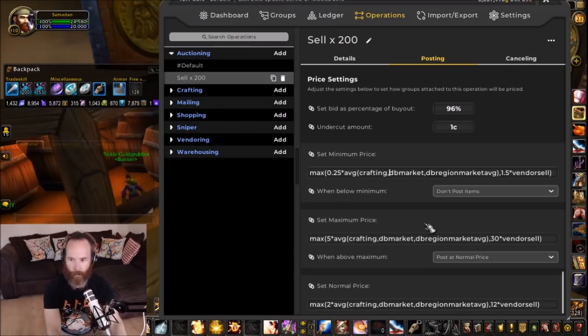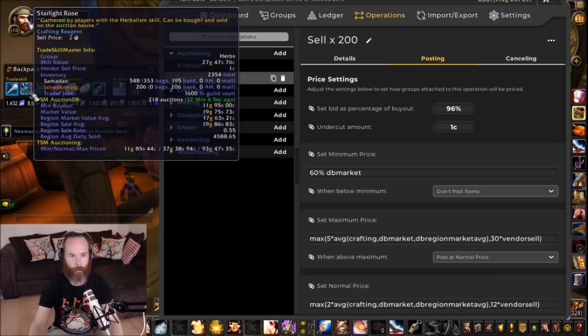So for something like herbs, I would suggest using something like DB market. So we're just going to look at the market price of our server right here. You could just set it to that, but you obviously need a percentage of this. I wouldn't want to go lower than, say, 60% of the DB market. This is where you can put in your own values and tailor this to your own needs. You press enter on that, and now you can see the minimum price has gone to 11 gold 85. So we know at the moment at 11 gold 95 we're just within our threshold of 60% DB market.